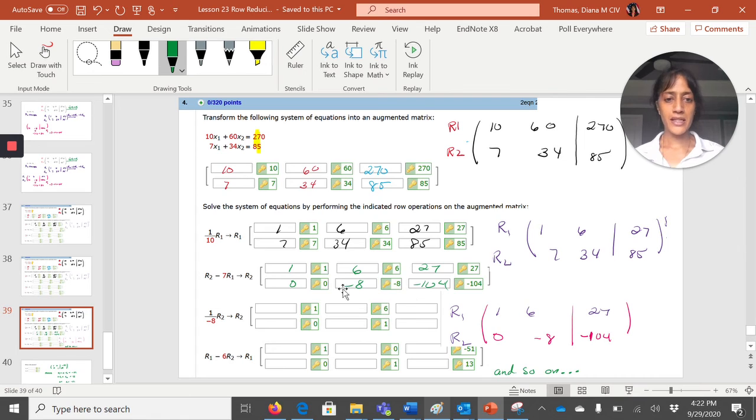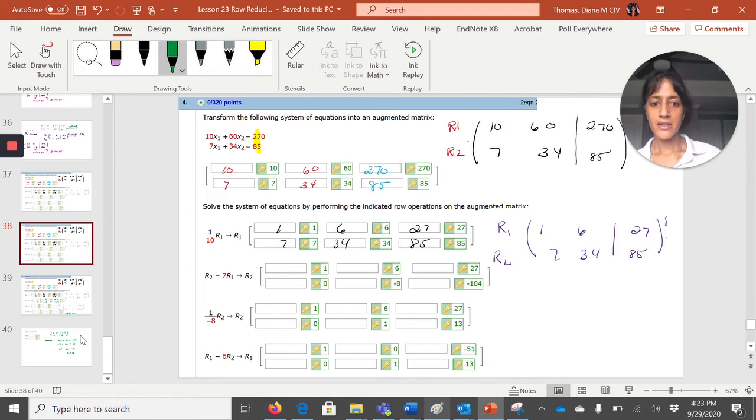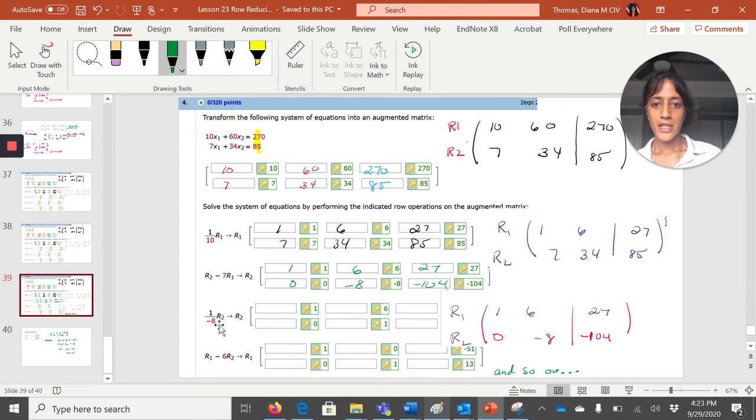Here I put in the box what I got with the first transformation. This is 1/10 times row 1. This is this -7 business I got here. And then here, this was the second calculation I did, and that goes in the second box. The 1, the 6, the 27, the 0, the -8, and the -4. And then I would keep going, do exactly what they tell you.